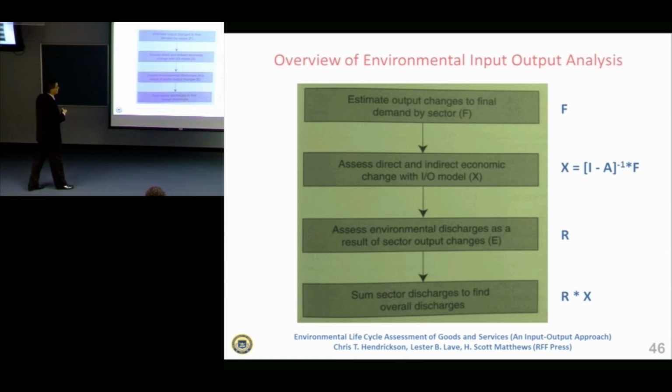So the nutshell of what we just went over, if we're trying to figure out the overall emissions or discharges, you begin with the change in the final demand for the sector. You then multiply that by the Leontief inverse matrix. Multiply that X by the environmental coefficients matrix, I'll call R. And then you multiply R times X.